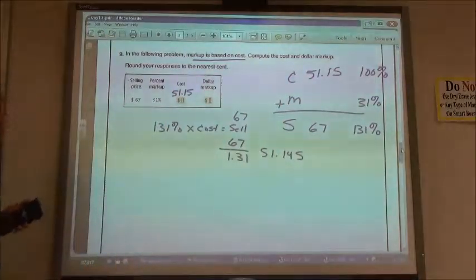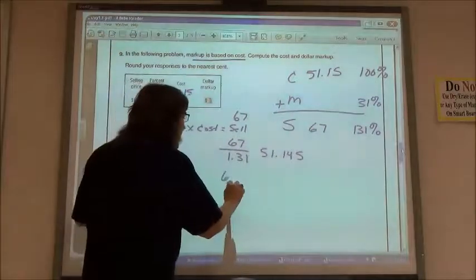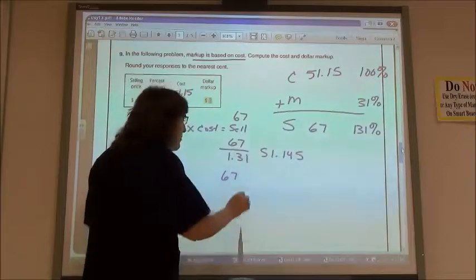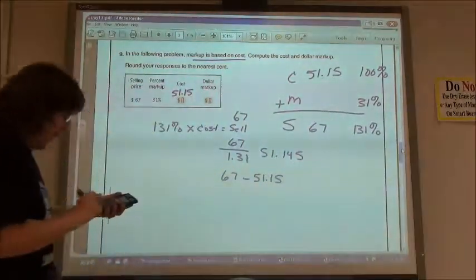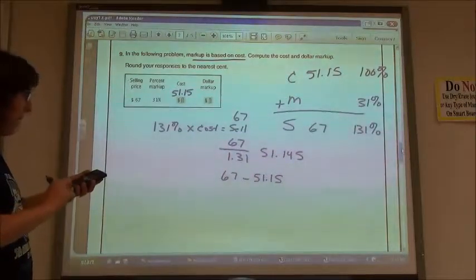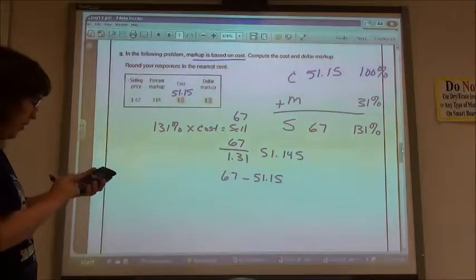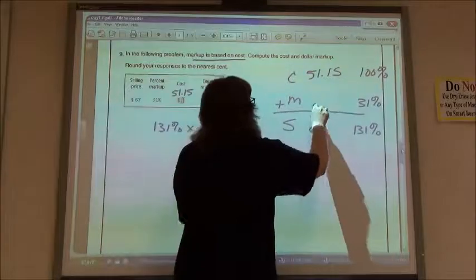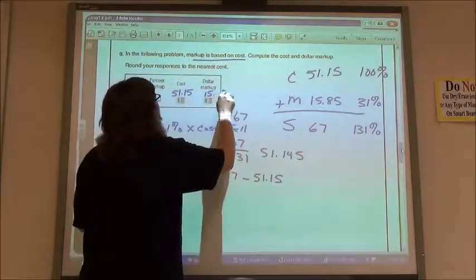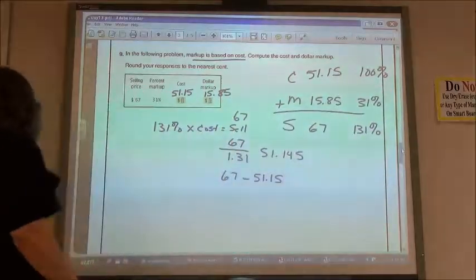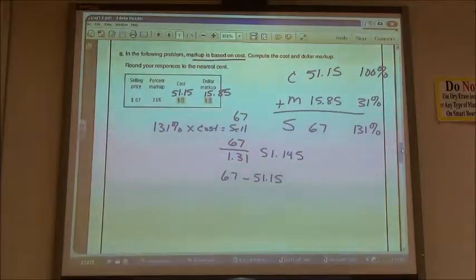My dollar markup then, the easiest way to do that is just take the $67 that was your selling price and subtract the $51.15. So 67 minus 51.15 gives me $15.85. So the dollar markup, I marked it up by $15.85.